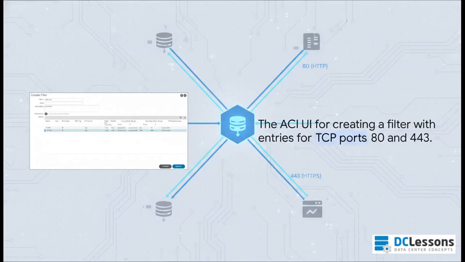And here's what that looks like right in the ACI interface. See, we're making a filter called web_filter, and inside it, we've added two little entries, one for TCP port 80, which is HTTP, and another for TCP port 443 for HTTPS. That's it. This one filter now allows all of our standard web traffic.